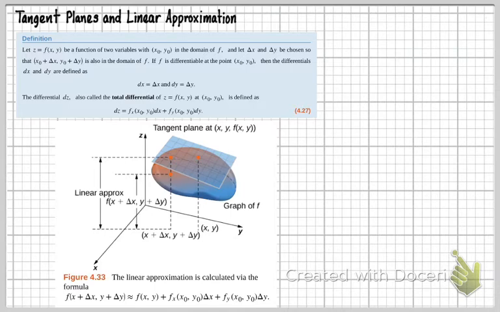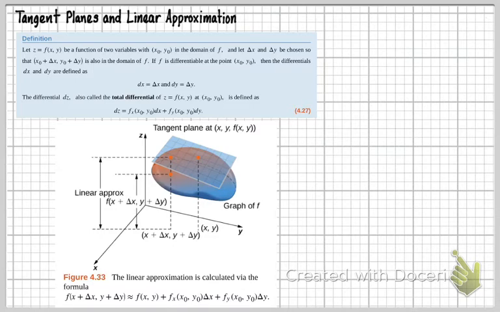If f is differentiable at a point (x0, y0), then the differentials dx and dy are defined as dx equals change in x, dy equals change in y. So what it's saying here is that those differentials are going to equal the actual change in x, the dx, and the dy is going to equal the actual change in y. Not an approximation, the actual.